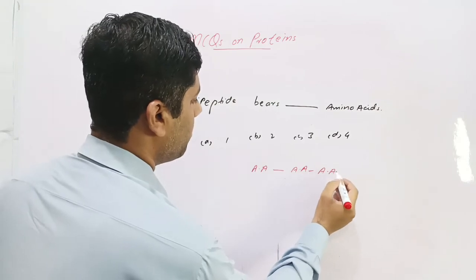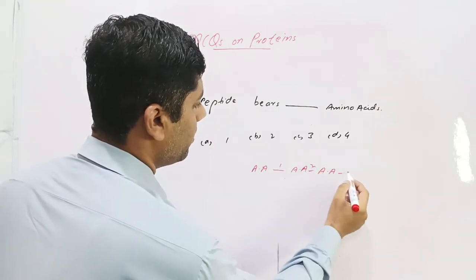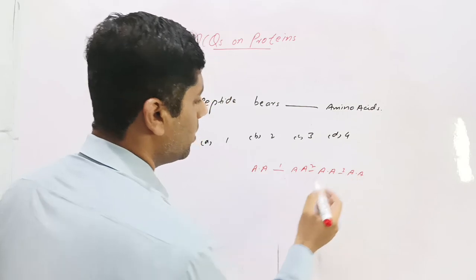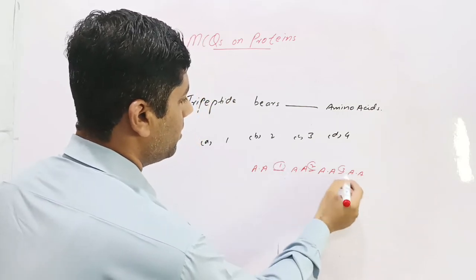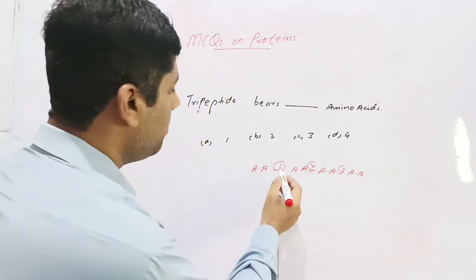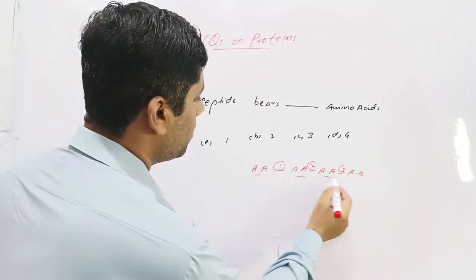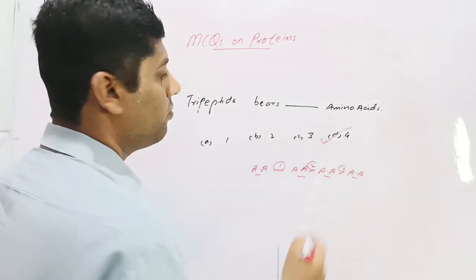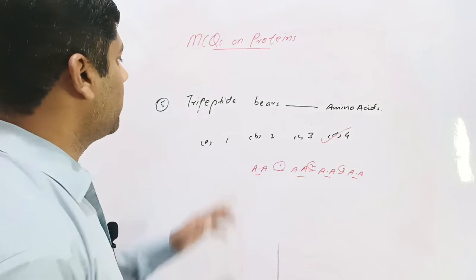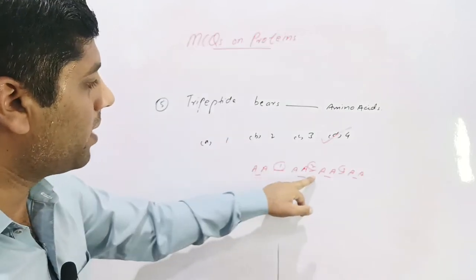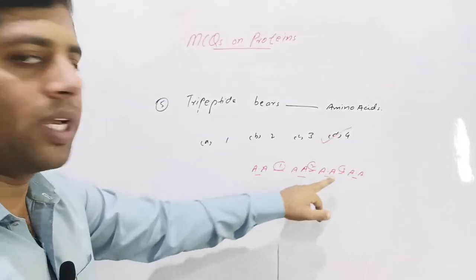So the first peptide bond, the second and the third peptide bond. There are 3 peptide bonds in this linear amino acid chain. 3 peptide bonds bear 1, 2, 3, 4 amino acids. So the given option 4 is correct. In case of a tripeptide, there are 3 peptide bonds and 4 amino acids.